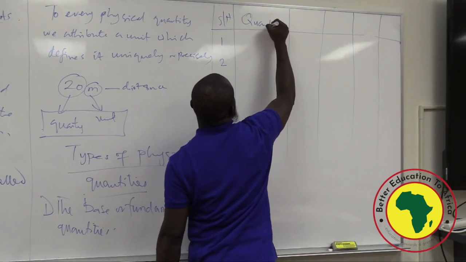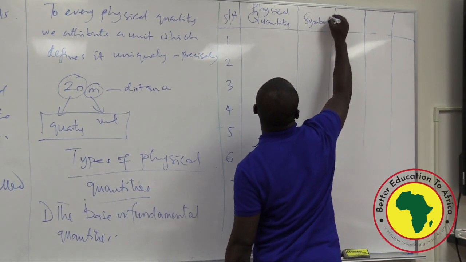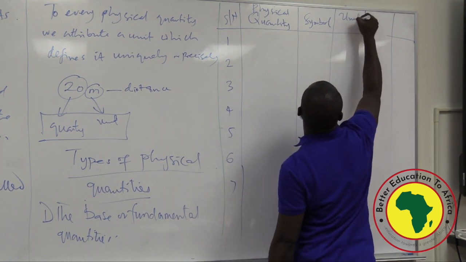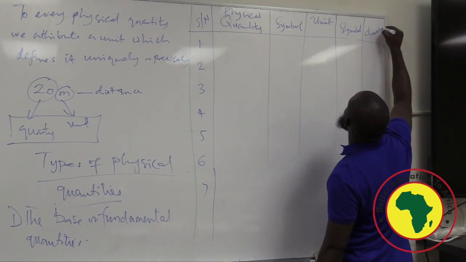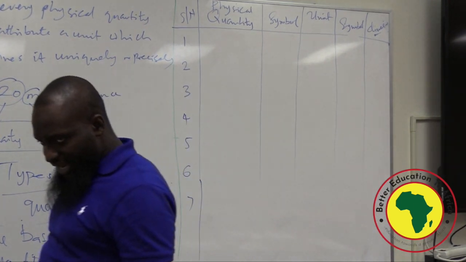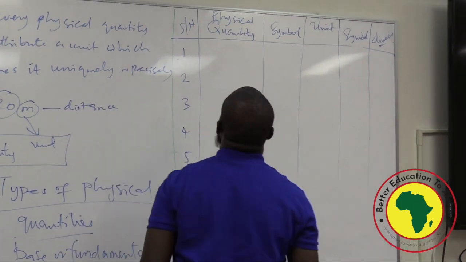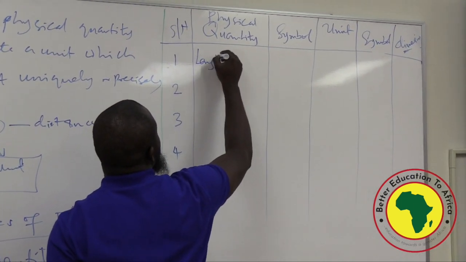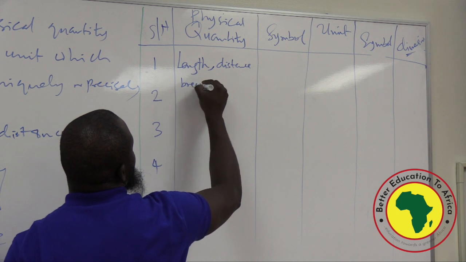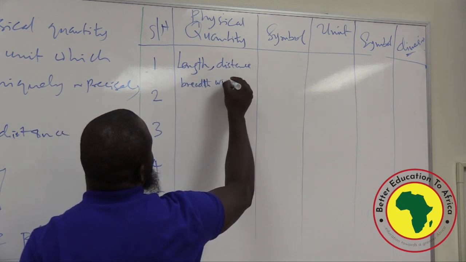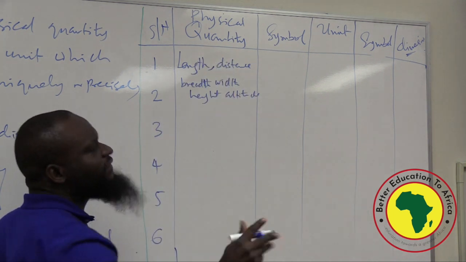So this is the physical quantity. It has a symbol. Then we have the unit. It has a symbol. And we have the dimensions. We'll explain more about dimensions at the end of the class. Now, one. Length. Some people call it distance. Or you say the breadth or width, the breadth, width, height, altitude. These are all different names of different kinds of length.